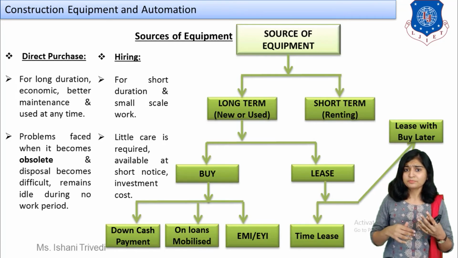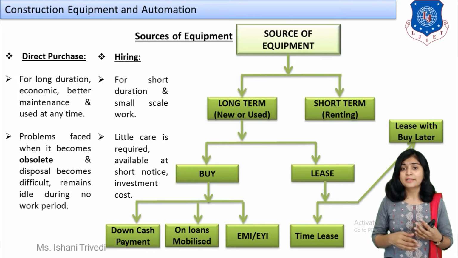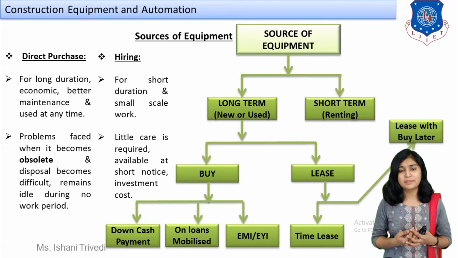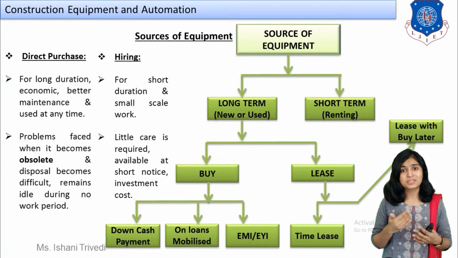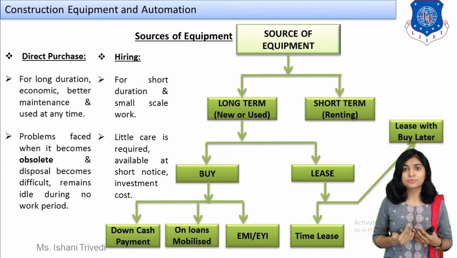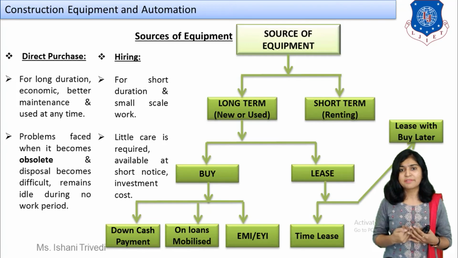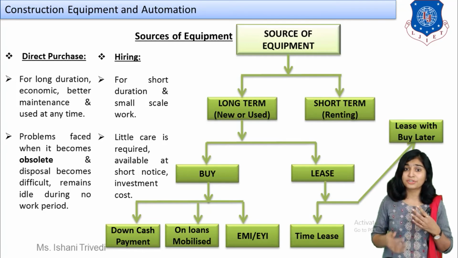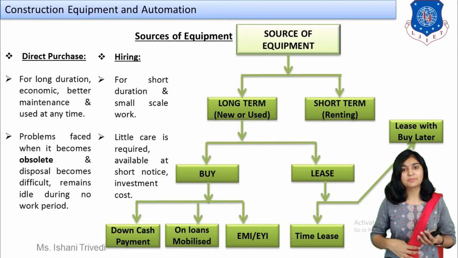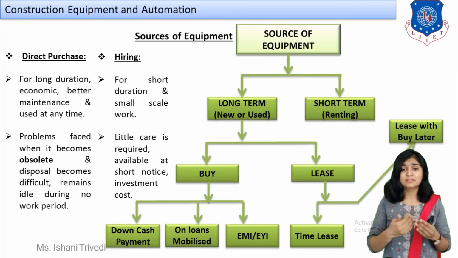Then we have mobilized loans, right? Now, who are going to give these loans to the construction companies? So we have certain industrial sector banks related to this finance of the construction equipment, and those industrial banks and sectors are going to give mobilized loans. And last we have installment, right? Either equated monthly installment or yearly installment. You can purchase that way also. So these are the three options by which you can buy the equipment.